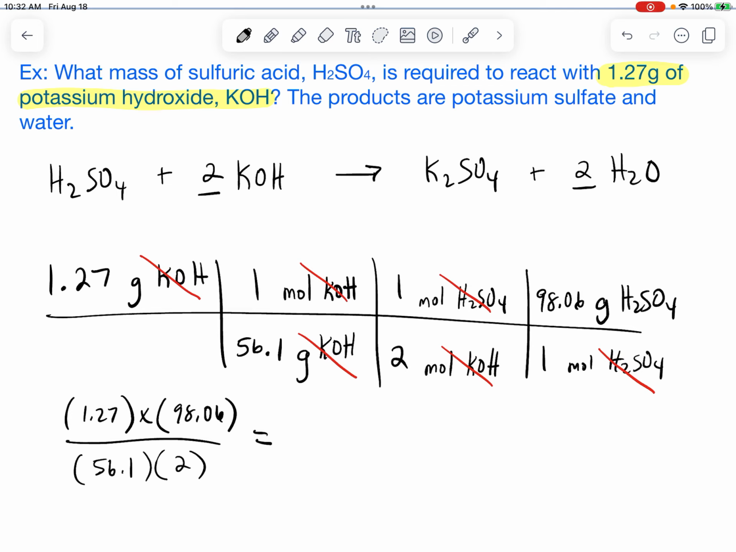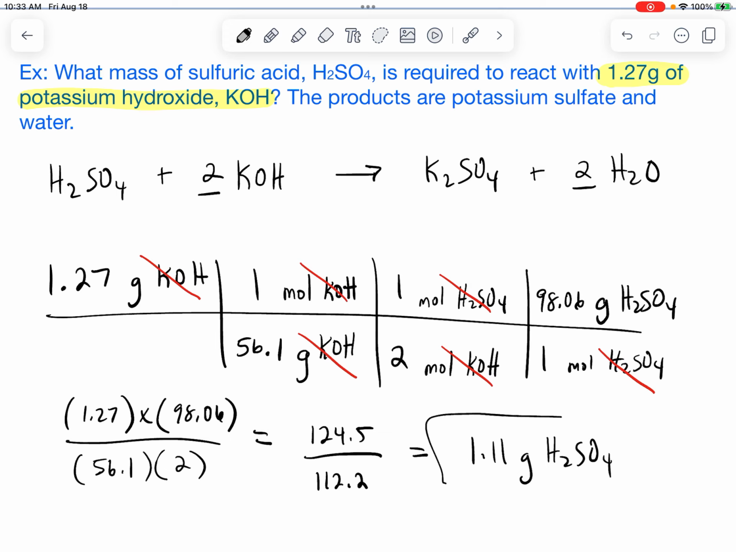When we go ahead and do the math, 1.27 times 98.06 gives us 124.5, and 56.1 times 2 gives us 112.2. If you wanted to skip that step, you could have done it all in the calculator at one point. But if we go ahead and do this, 124.5 divided by 112.2, we get an answer of 1.11 grams of H2SO4. And that is our final answer.